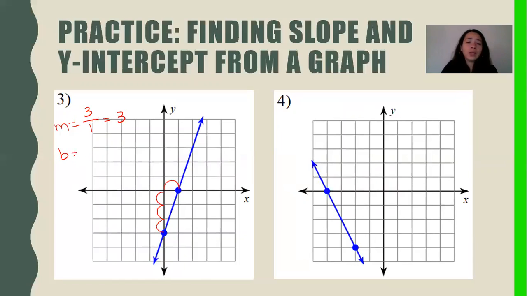And then my y-intercept is where does it cross the y-axis, which is right there. So that's 1, 2, 3. That's b is equal to negative 3. Again, my y-intercept represents b.